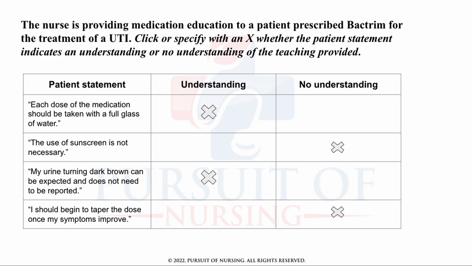The patient needs to be educated to use sunscreen because the skin can become sensitive to the sun when taking Bactrim. And also, some forms of Bactrim can cause the urine to turn a dark brown or red, and this does not indicate the need to notify the healthcare provider.